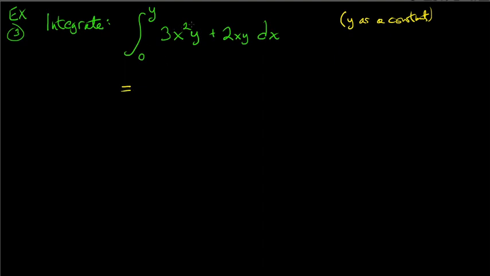Okay, well, the integral of 3x squared is just x cubed, right, times the constant y, plus, and then the integral of 2x is just x squared, right, times the constant y. And by the fundamental theorem of calculus, we have to evaluate this from 0 to y.